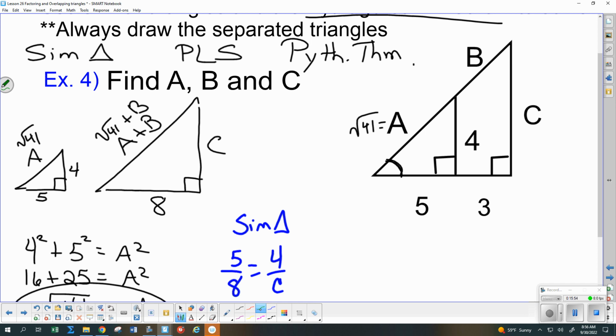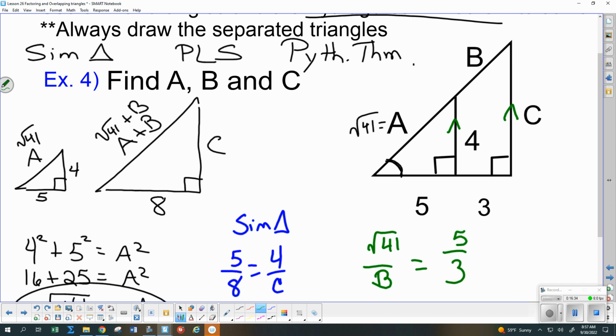If we came over here, can anybody tell me how we would set that up with proportional line segments? We've got these two parallel lines. So what over what equals what over what? Who can tell me? Oh, come on, one of you can. How does proportional line segments work? You know, we're saying that these two lines are parallel. So root 41 over B equals 5/3. What do you think?